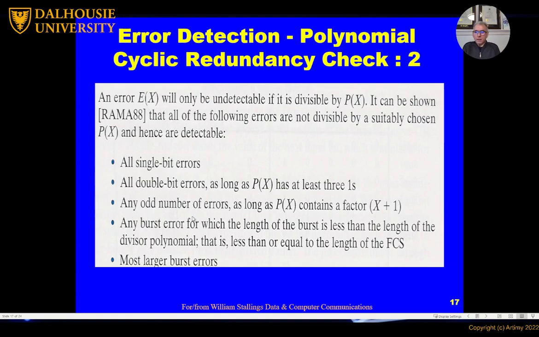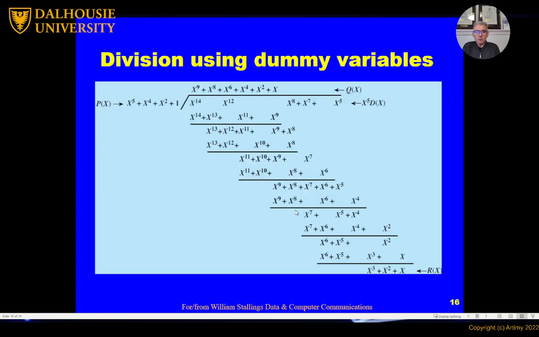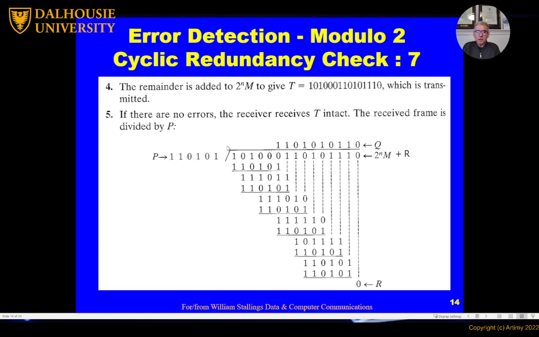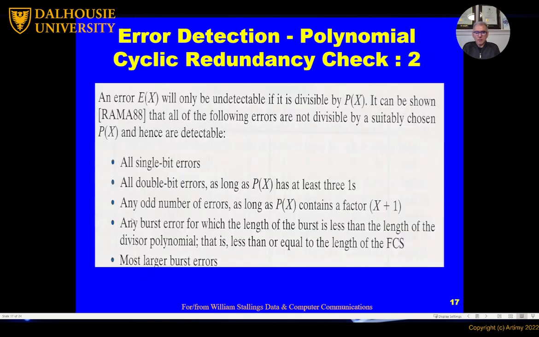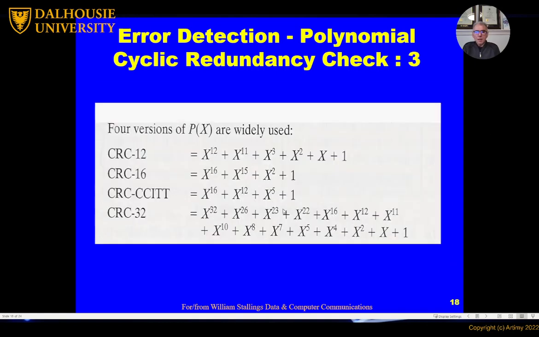It also detects any odd number of errors as long as the polynomial contains a factor x plus 1. So if we factor this polynomial, we may find that we can multiply it by x plus 1, so it will detect all odd numbers. It also detects any burst error for which the length of the burst is less than the length of the divisor polynomial. What's the length of the divisor polynomial? It's 5 bits. So any bursts that are less than or equal to 5 bits will be detected. Also most large burst errors can be detected as well. Not all of them, but some. There are many polynomials. We saw one example, which is small, just for illustration. But we can have a 12-bit polynomial. We can have 16.